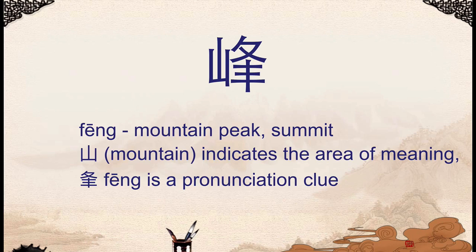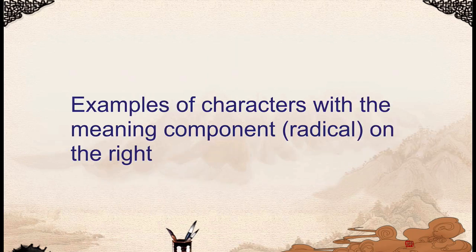This character feng means the peak of a mountain or summit, and the left-hand side of this character is mountain, indicates the area of meaning. The right-hand side, feng, is the pronunciation clue. So now let's have a look at some examples of characters where the part that indicates the meaning is on the right-hand side.